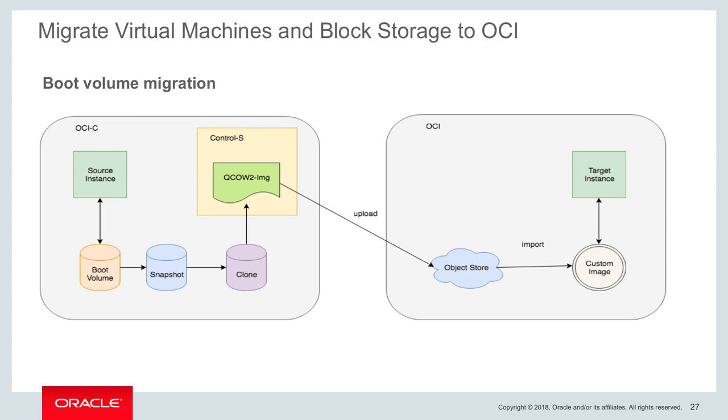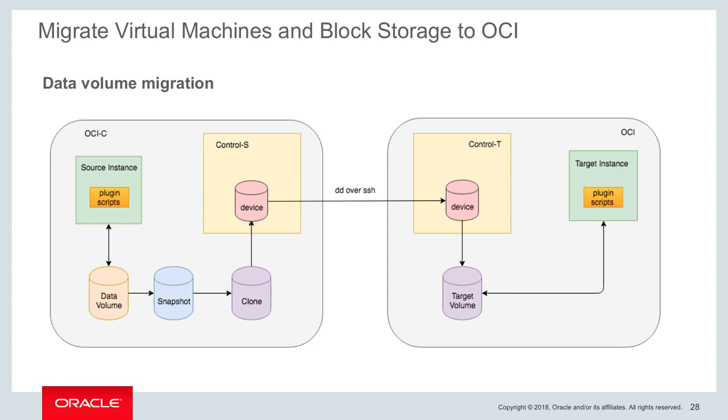Here's a diagram which shows how the boot volume migration happens when the migration job executes. First, the boot volume is snapshotted and a clone of the snapshot is created, which is then converted into a QCOW2 image, which then gets uploaded to the object store in OCI. And then finally, a custom image is created from the QCOW2 image, which can be used to spin up target instances in OCI.